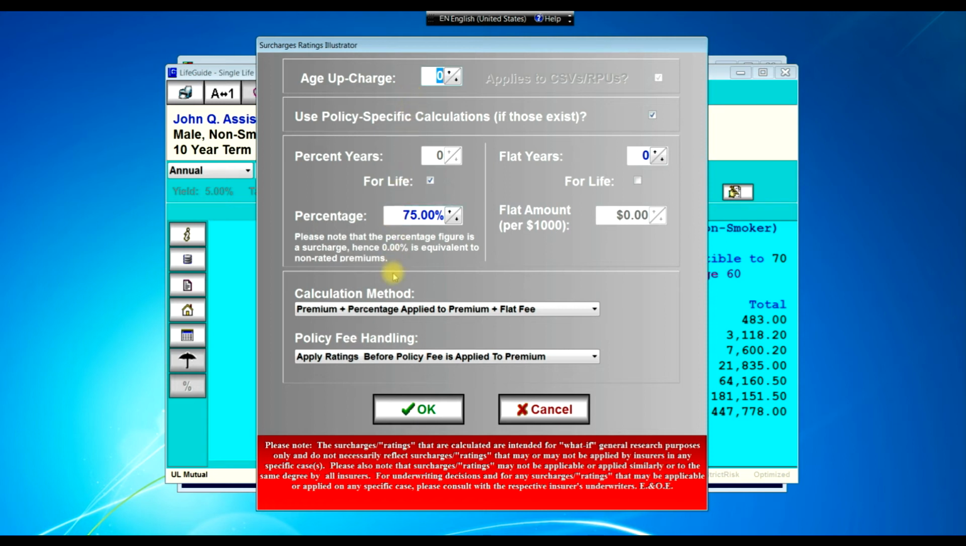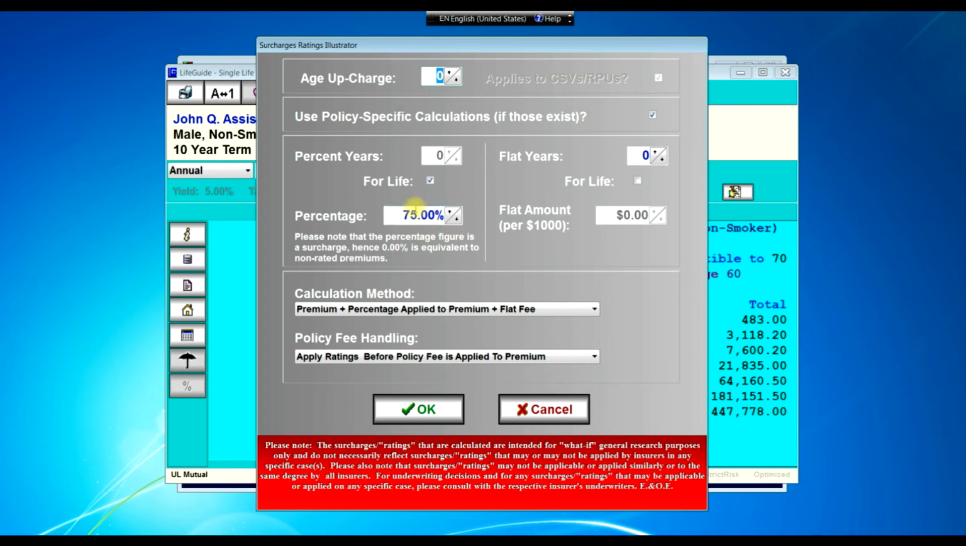And let's just think about this for a moment, of why these ratings apply, these percentage ratings especially. Percentage or table ratings can be imposed for medical or non-medical conditions. Some examples include high blood pressure, diabetes, combined height and weight being outside the chart, especially obesity. Other examples include a poor driving record, scuba diving, being a pilot or passenger in small planes, etc.